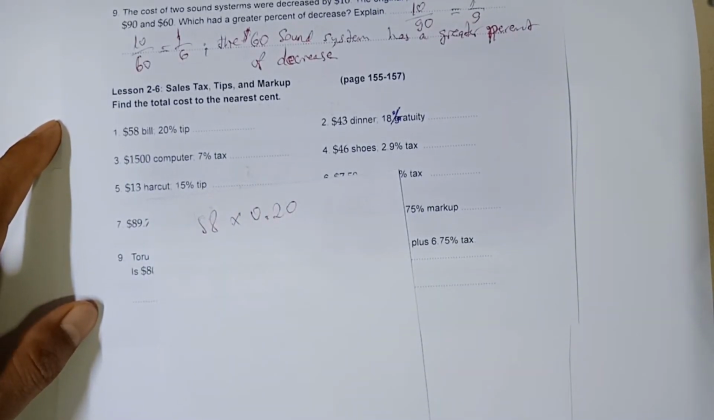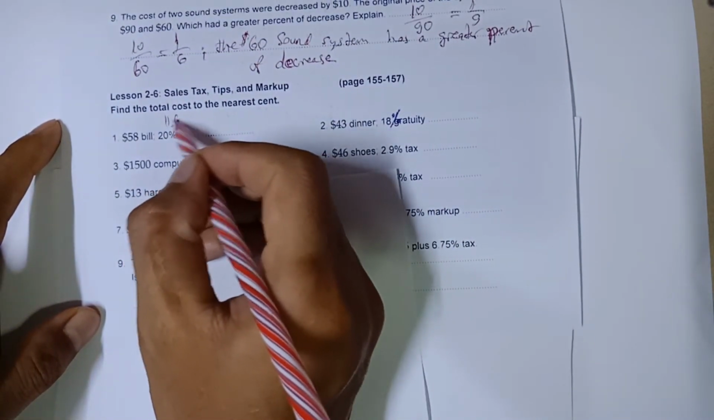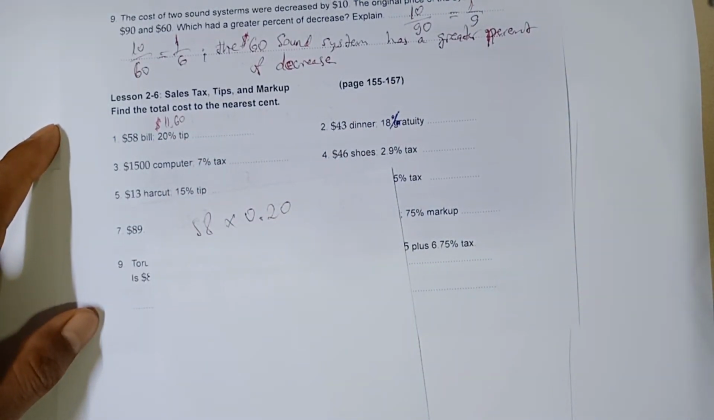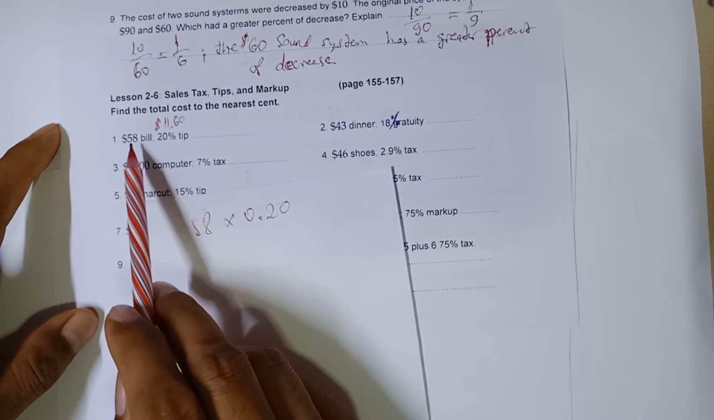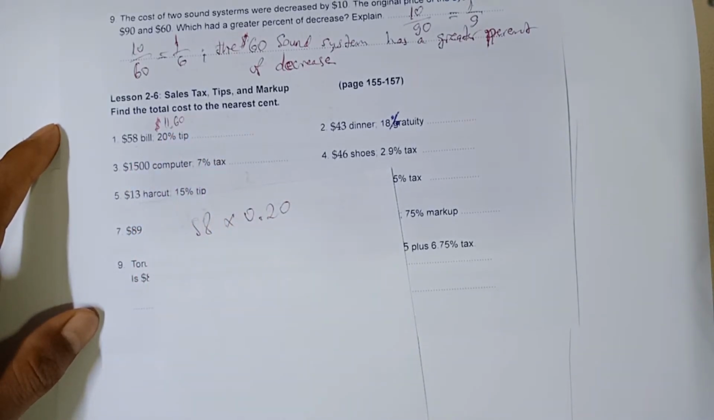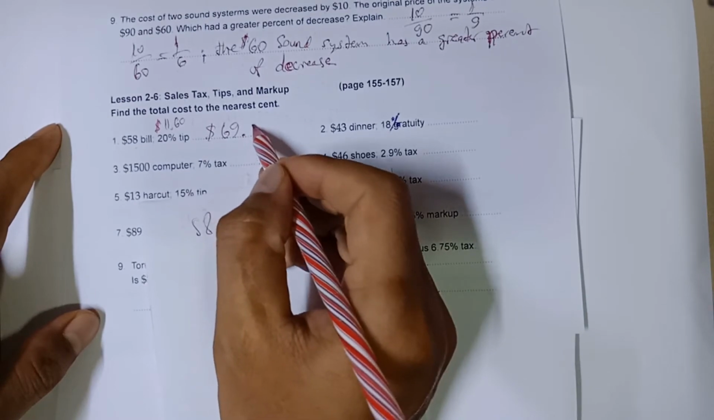So 58 multiplied by 0.2 gives you 11.60 in dollars. To find the total cost, you use the bill plus the tip. So 58 plus 11.60, you pay a total of $69.60.